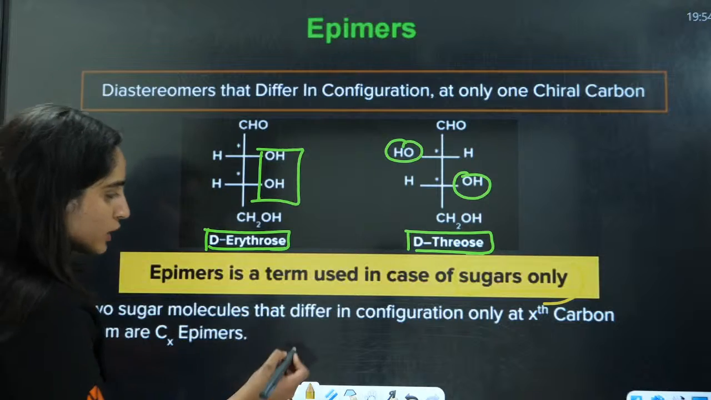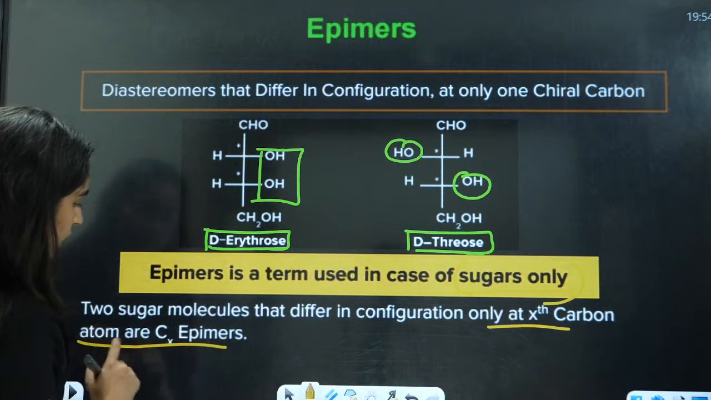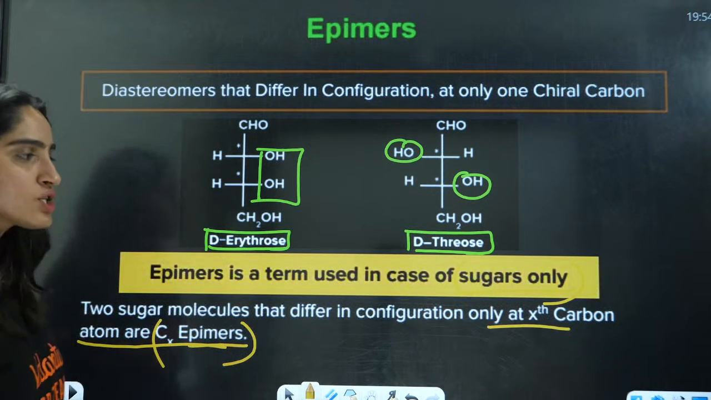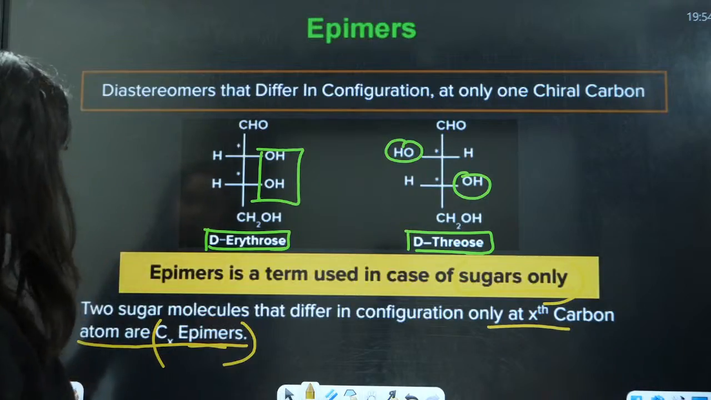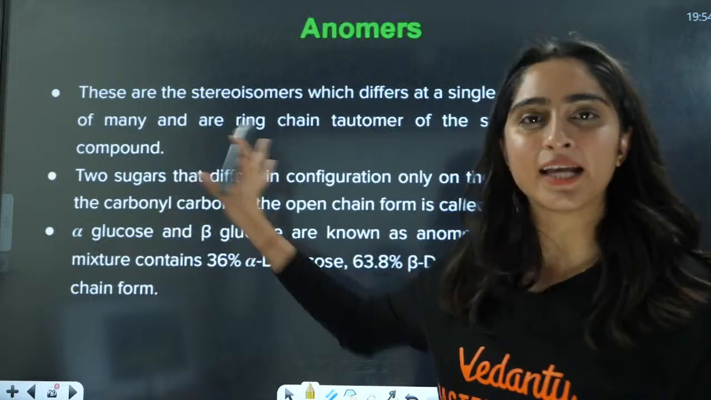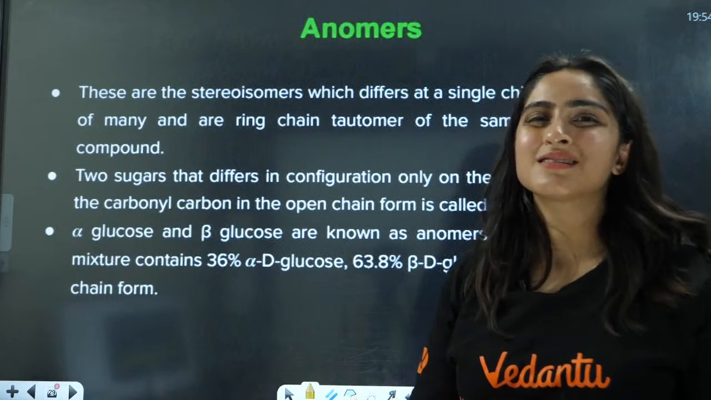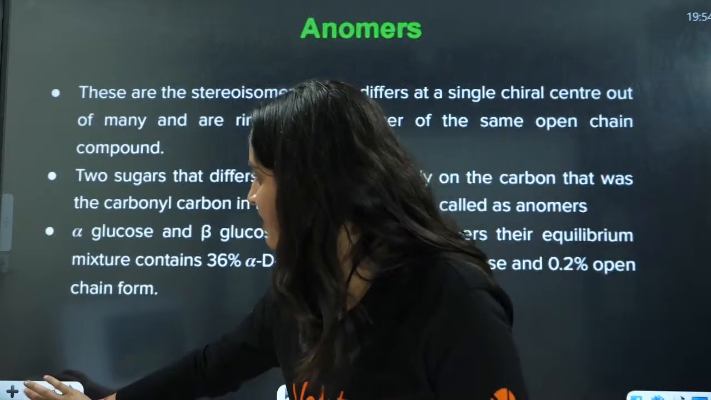Two sugar molecules that differ in configuration only at one carbon are called epimers, right? So what are the anomers? They are nothing but cyclic epimers. Now, what are cyclic epimers? Ma'am, what does that mean? Now, alpha and beta are cyclic epimers.